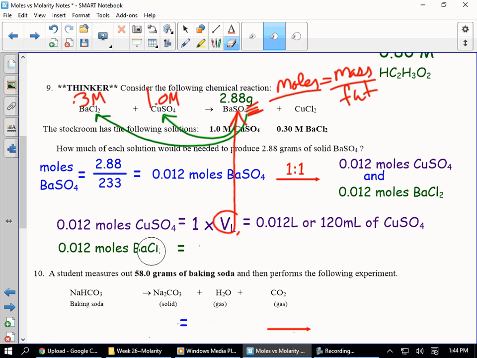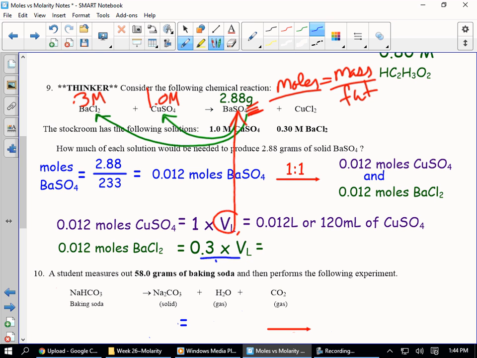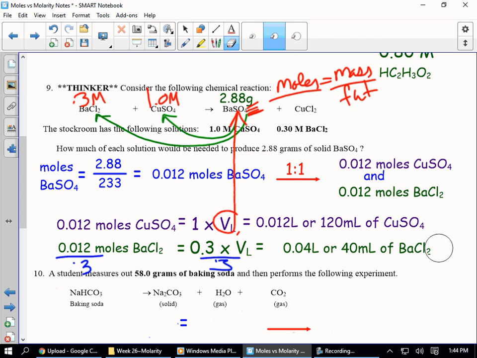Good. This is how many moles of barium chloride I need. I know that the molarity is 0.3. What volume do I need? And what am I doing here? Dividing this by 0.3. We're looking at 40 milliliters, or 0.04 liters, of BaCl2.